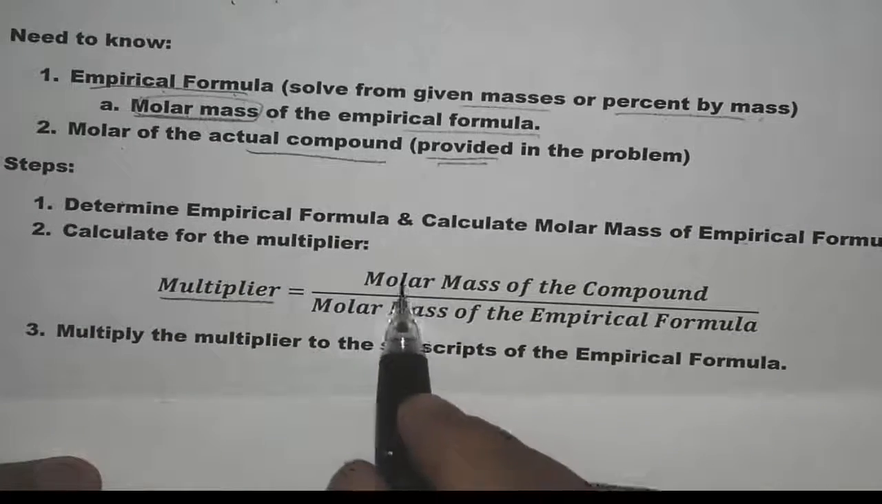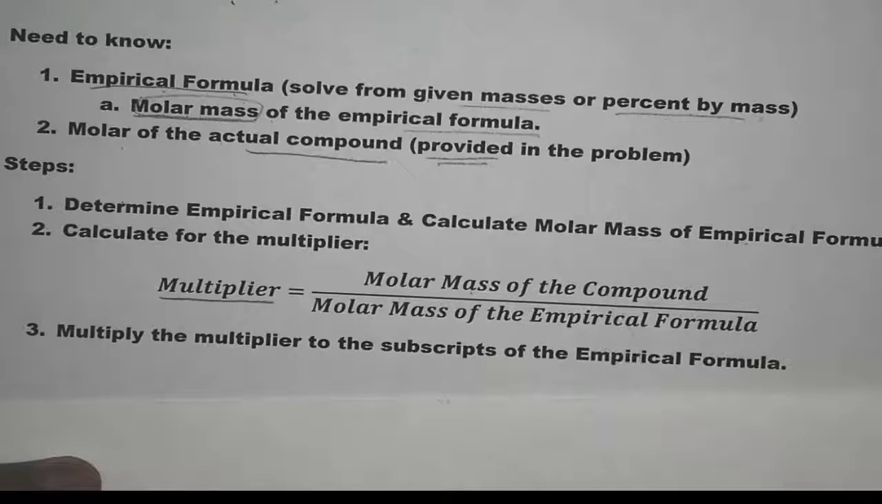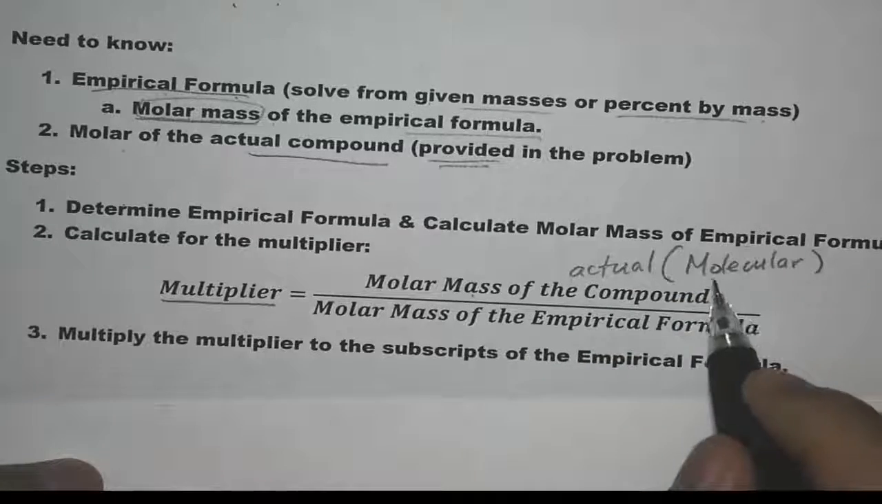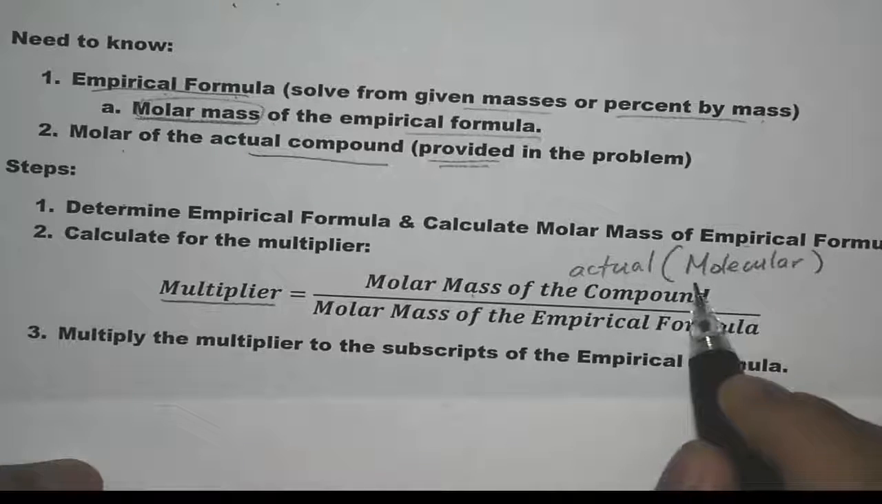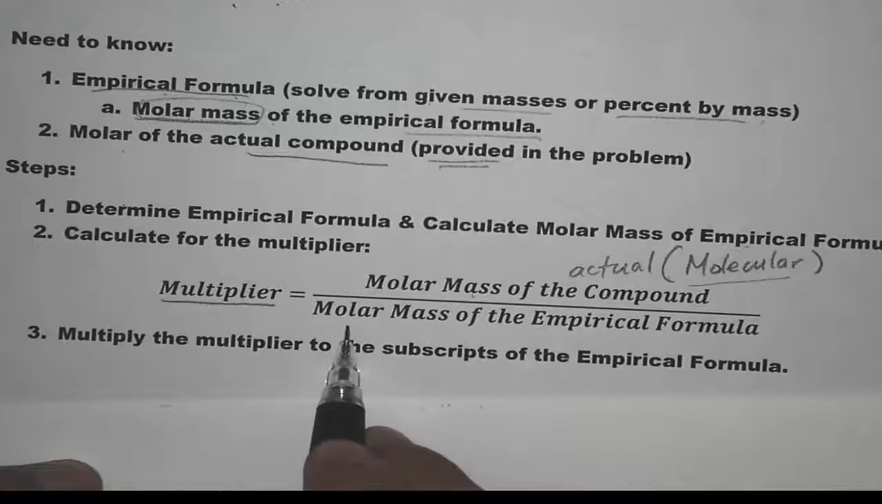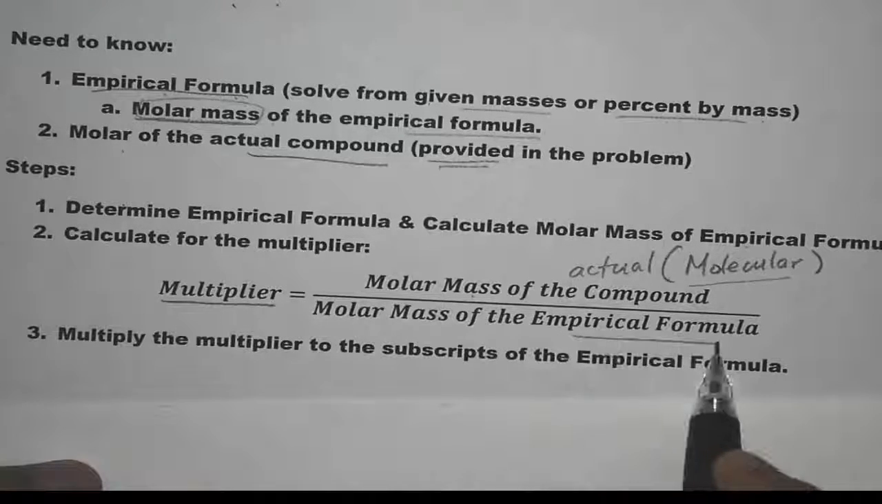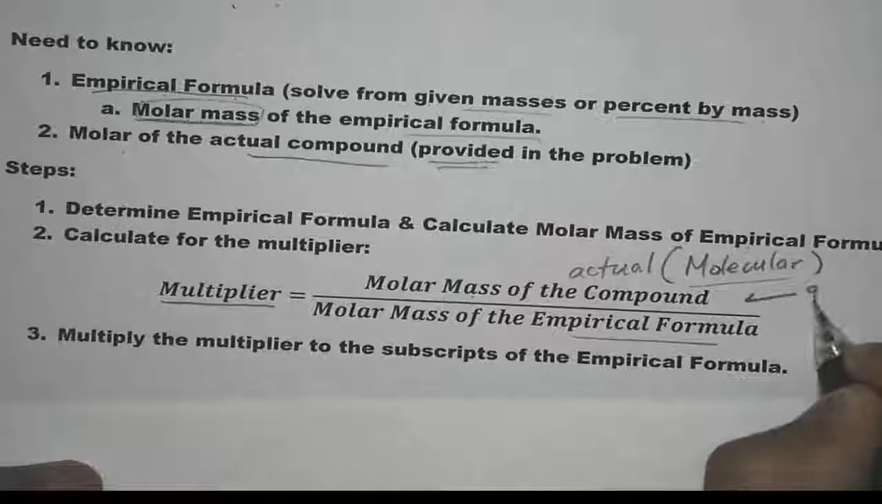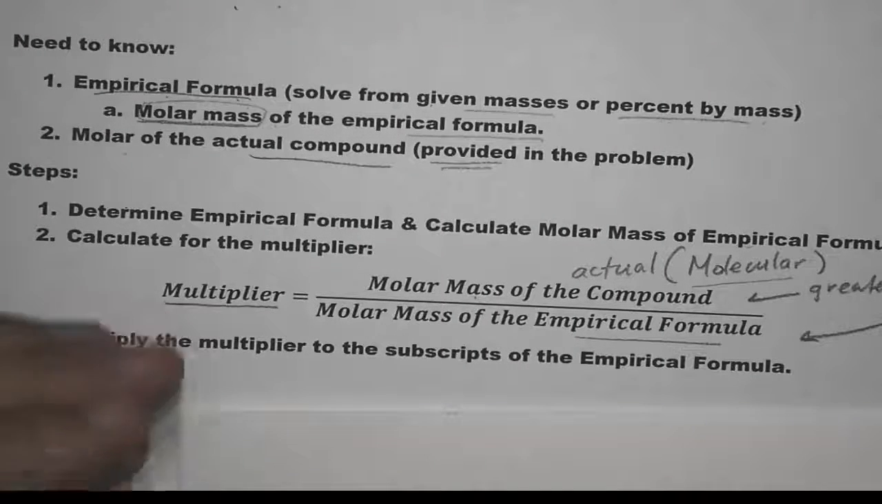And that is, we take the molar mass of the compound. This is the actual compound, or the molar mass of the molecular formula. And then that is divided by the molar mass of the empirical formula. And of course, this number should be greater than 1, and this would give you a whole number multiplier.